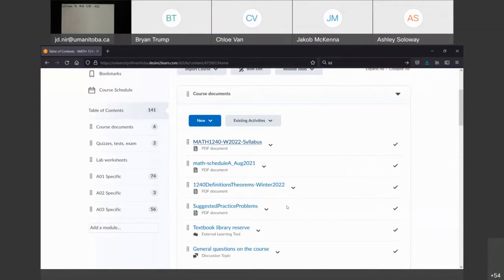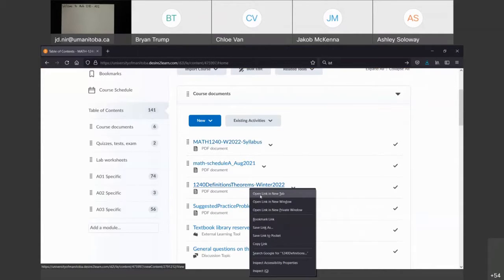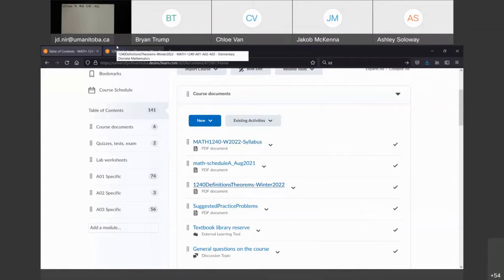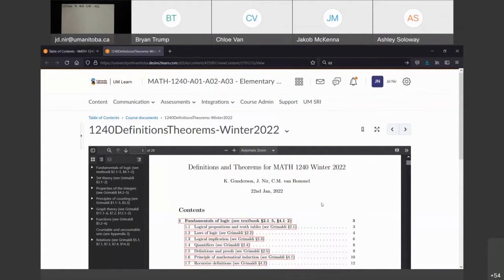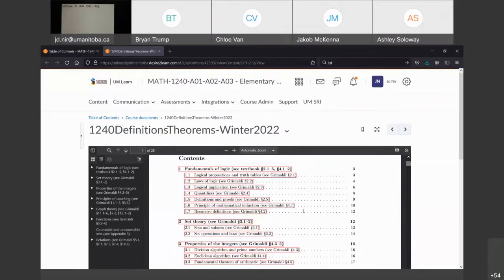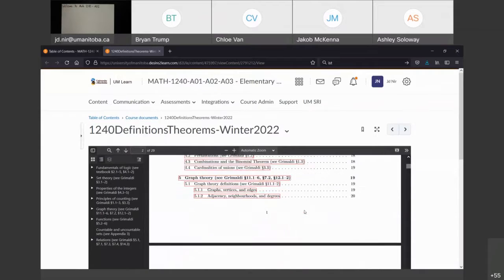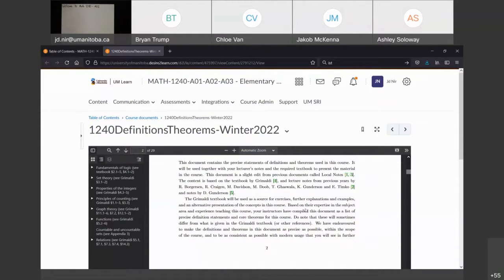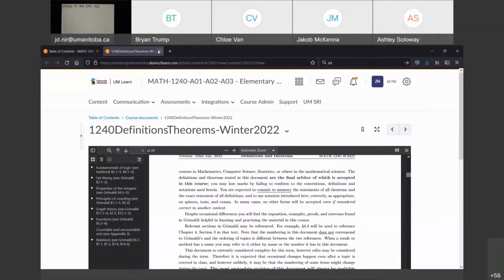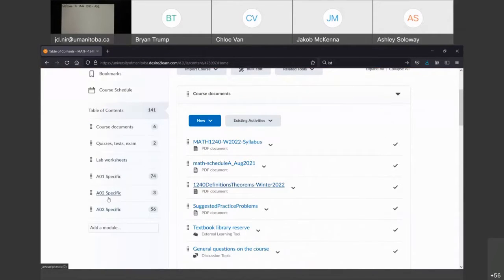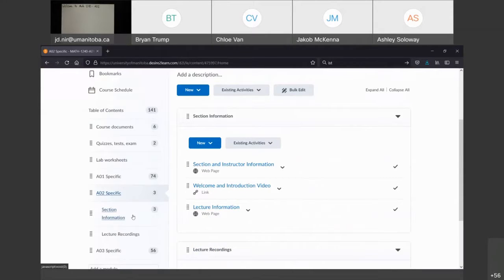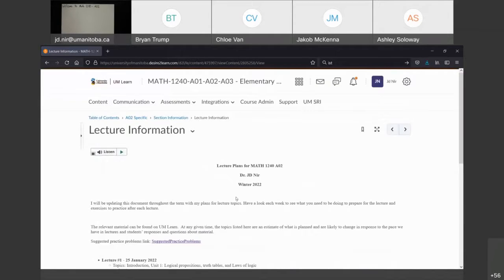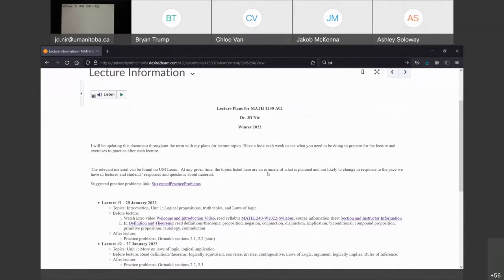Second important document on here is our 1240 definitions and theorems. So the syllabus has everything you need to know about the course. This definitions and theorems is everything you need to know in the course. So all the material we talk about is going to be in this one document. Please do not try and read this whole document today. What I do want you to do is, before each class, come down into A02 specific. And if you look at lecture information, you can see what is expected before each class.